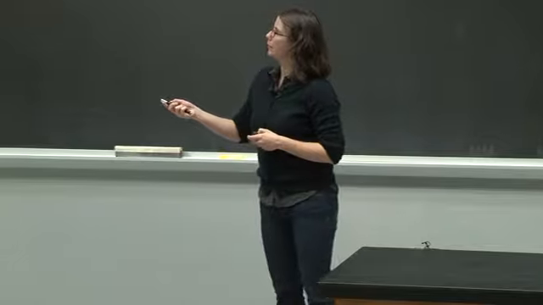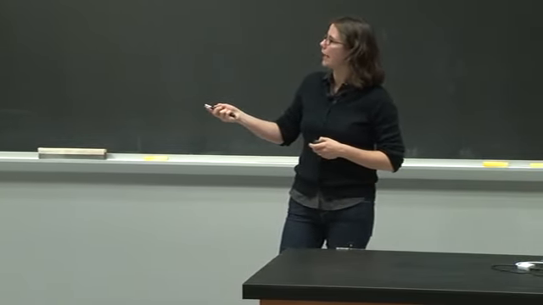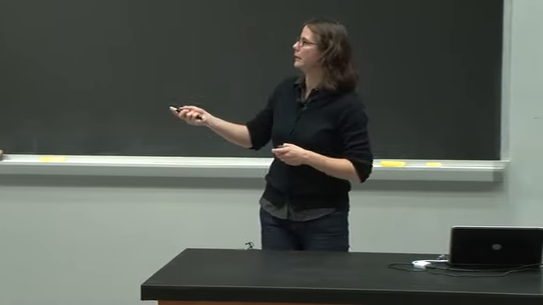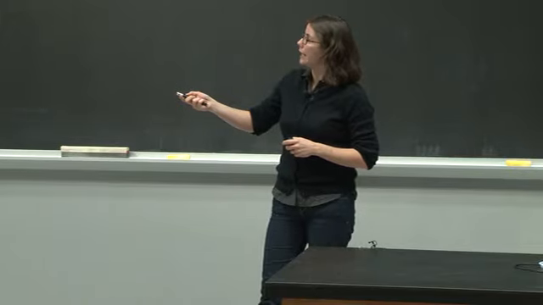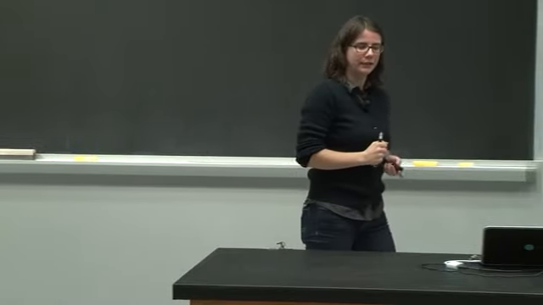So we're creating this class Rabbit. tag is equal to 1. We haven't seen something like this before. So tag is our class variable. Class variables are typically defined inside the class definition, but outside of the init. tag is going to be a class variable, and I'm initializing it to 1.